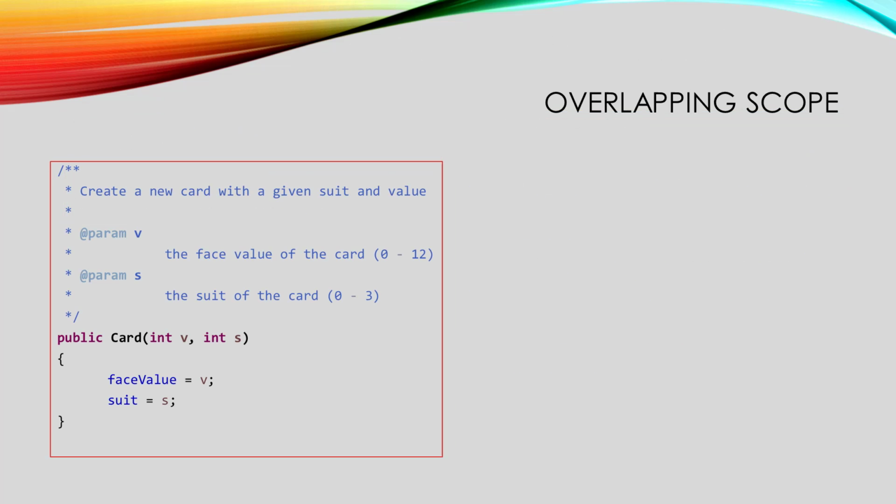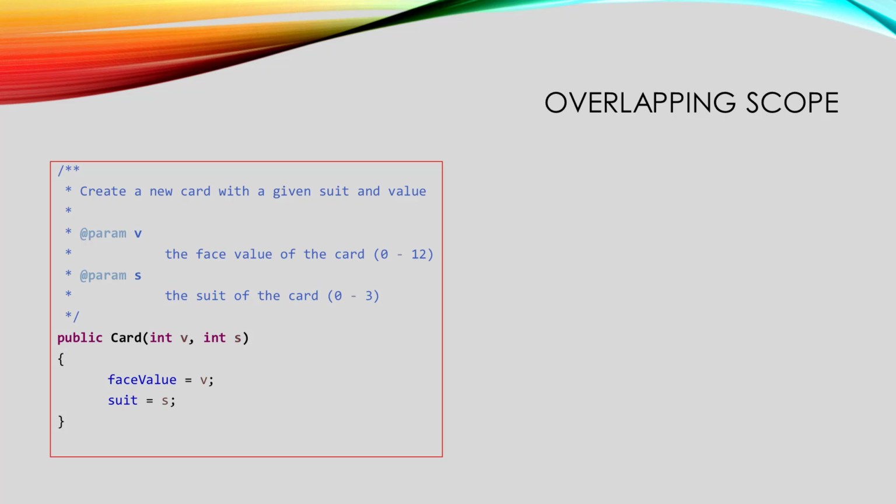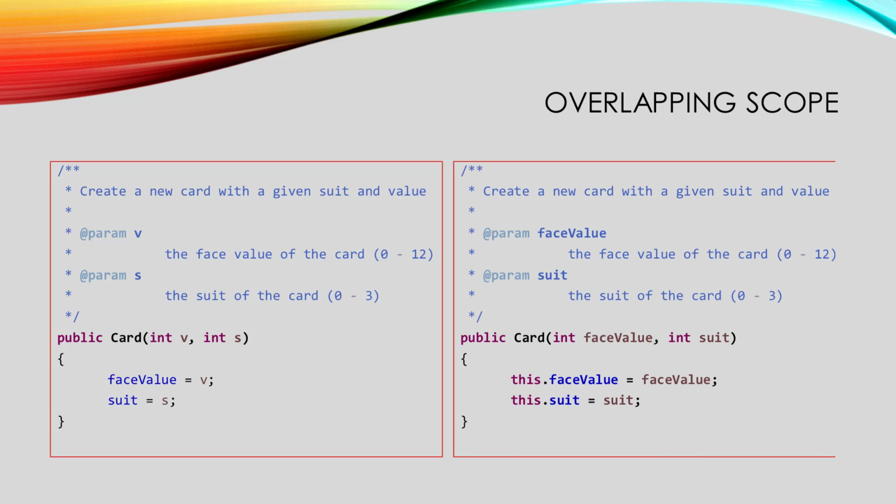There's one other topic that relates to scope. This is the constructor for the card class from Lab 4. As a refresher, remember that cards had two instance variables, face value and suit, and that these were initialized to hold the values we passed into the constructor. So in this constructor, whatever is passed into v got stored into face value, and whatever was passed into s got stored into suit.